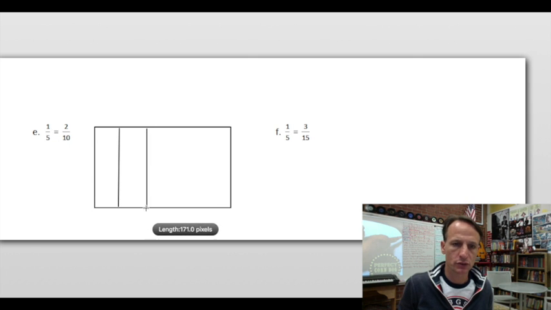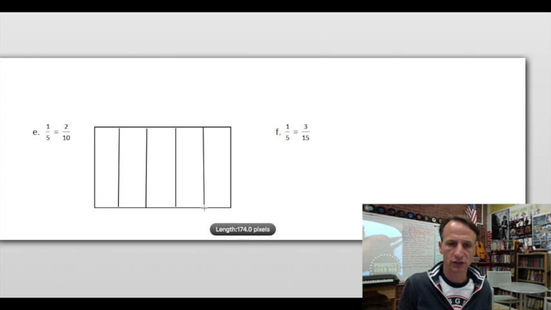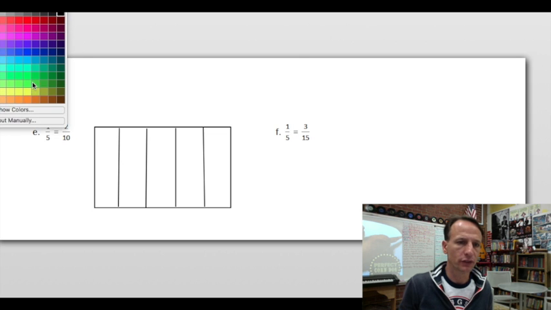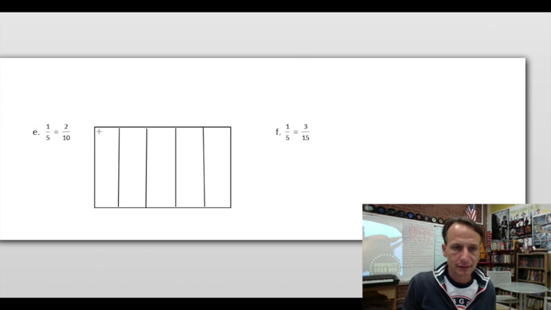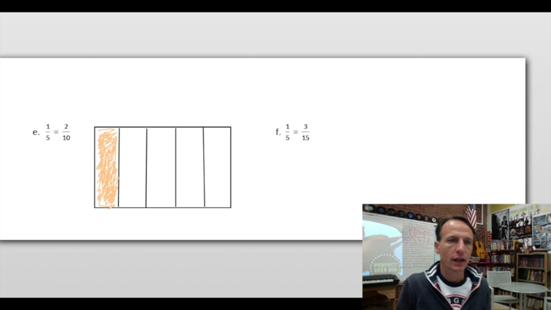And 2, 3, and 4 lines gives me 1, 2, 3, 4, 5 sections there. Okay, and now I only need one of those shaded in. Grab my orange colored pencil here. Great, good enough. And now I need to partition this.